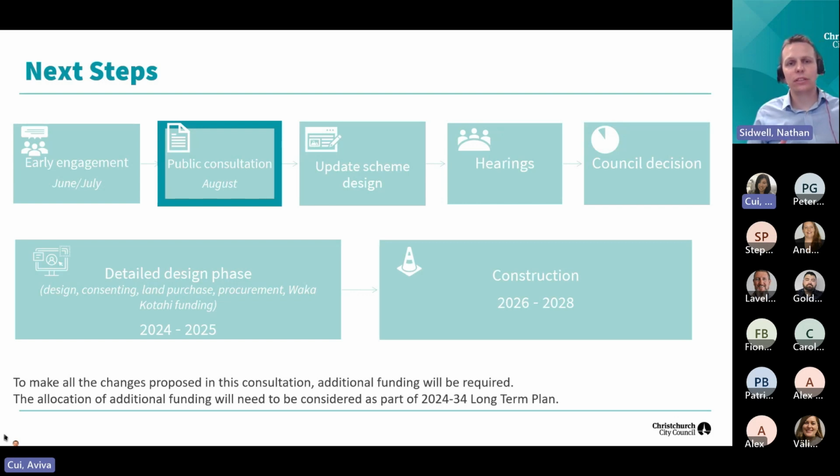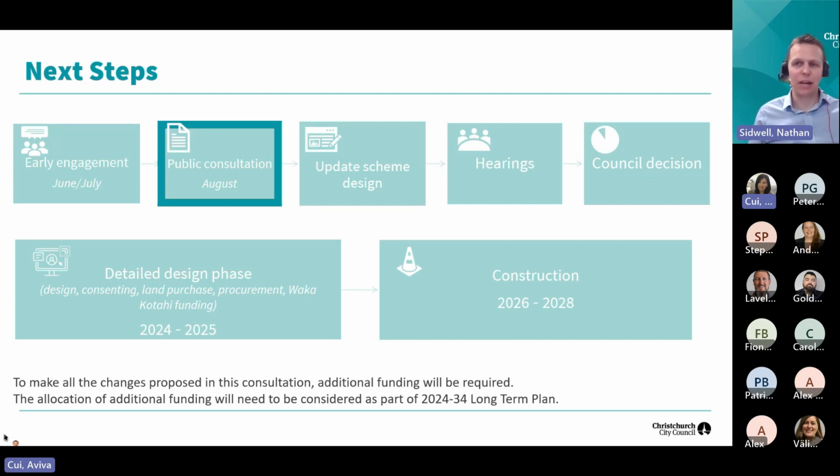We also have a small bit of land that needs to be purchased. Now, this is unused land, so it's not affecting any residents in the area. We have to procure a contractor to be able to build what we're proposing as well. And also we need to obtain Waka Kotahi funding. So CCC, or Christchurch City Council, are seeking funding from Waka Kotahi. Waka Kotahi are central government, the transport agency.